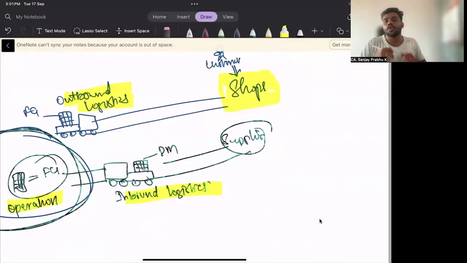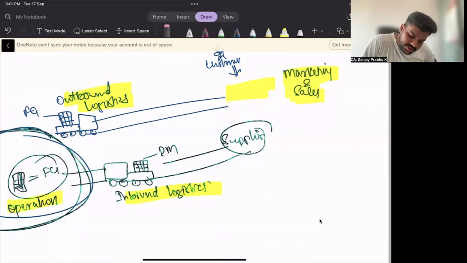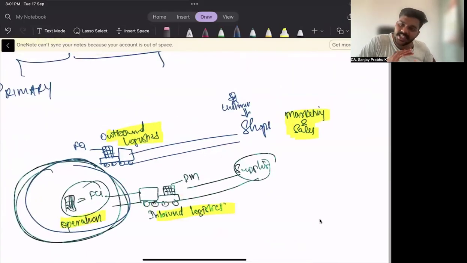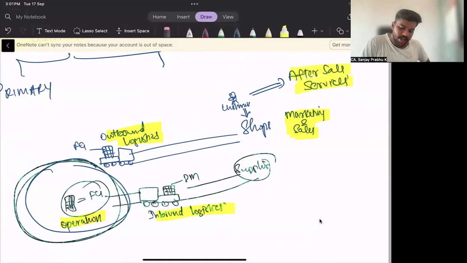Okay, now the finished goods are in the shops. How will the customer come to know about the shops? I have to do marketing. If I do proper marketing, the customer will come and purchase, and thus sales will happen. So this is called marketing and sales. Once the customer purchases this, is my relationship with the customer done? No, I have to provide after sale services.